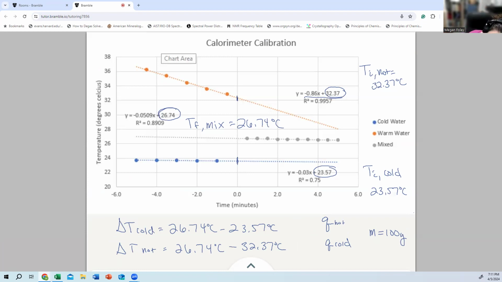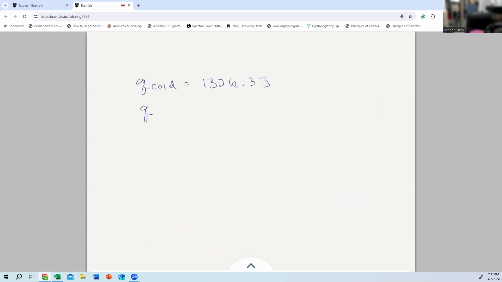And we should get for our Q hot, negative 2355.6 joules. So the heat loss between them is going to be the difference in these numbers. So we're going to essentially add these two together and take the absolute value.